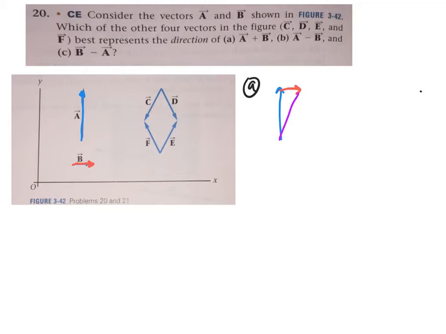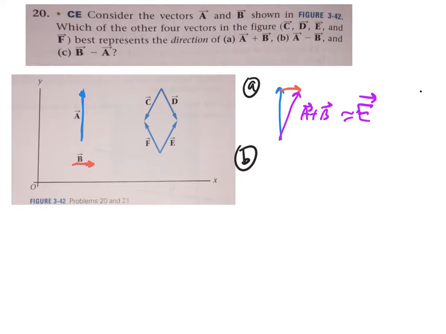So this is roughly a plus b. And if we look over at the figure, this is basically like vector e. Right? Vector e goes in that direction, and a plus b goes sort of in that direction.